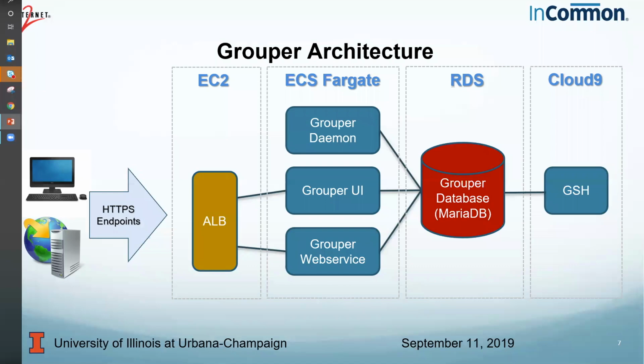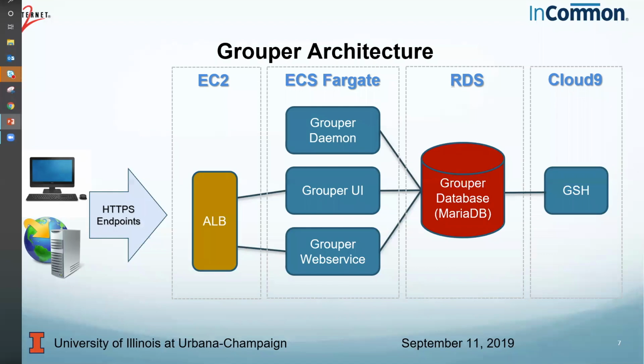So the clients that you can see there, we've got the 3 nodes, the daemon, the UI, and the web service. And the 2 that need essentially a web endpoint are balanced behind an application load balancer, which is technically hosted under Amazon's EC2 platform. And then all 3 of those nodes have a backend connection to an Amazon RDS, or Relational Database Service, that is a MariaDB database that holds the standard Grouper application database.